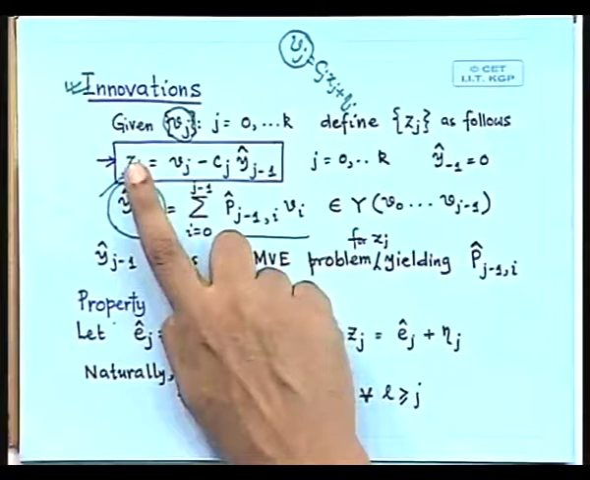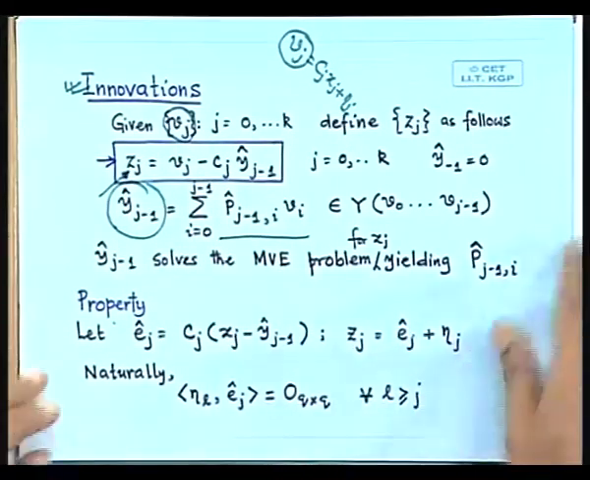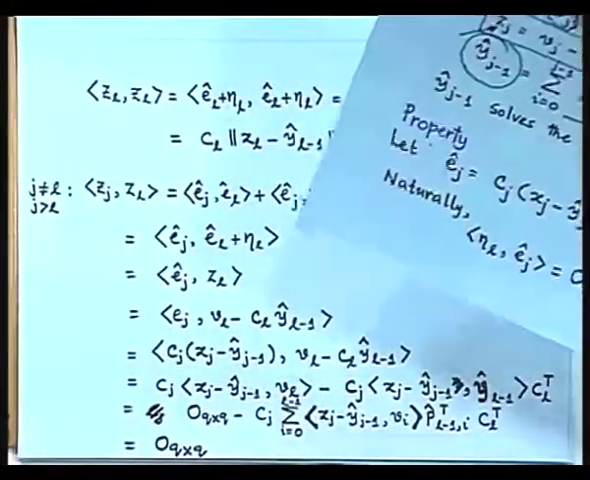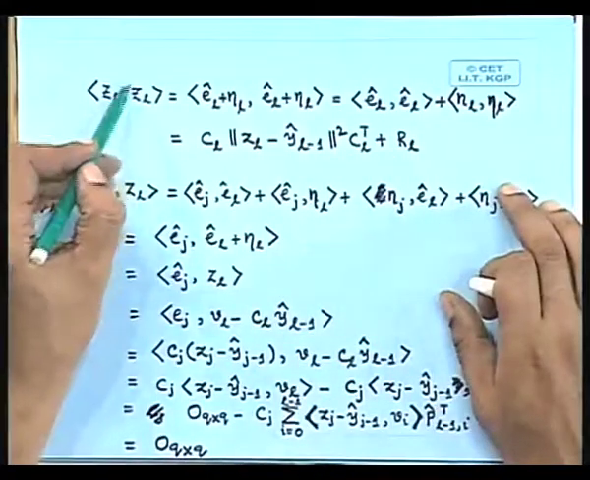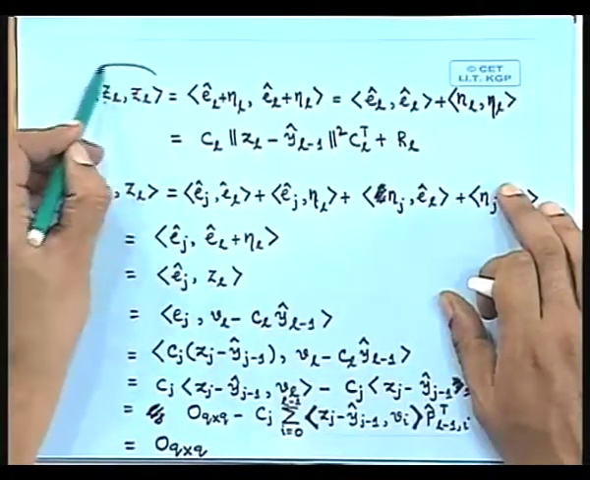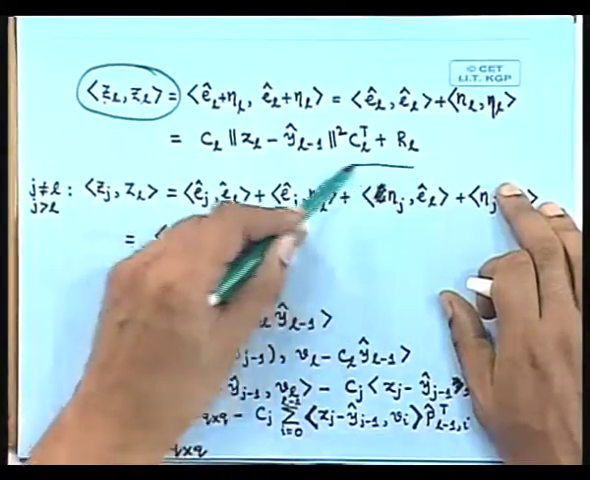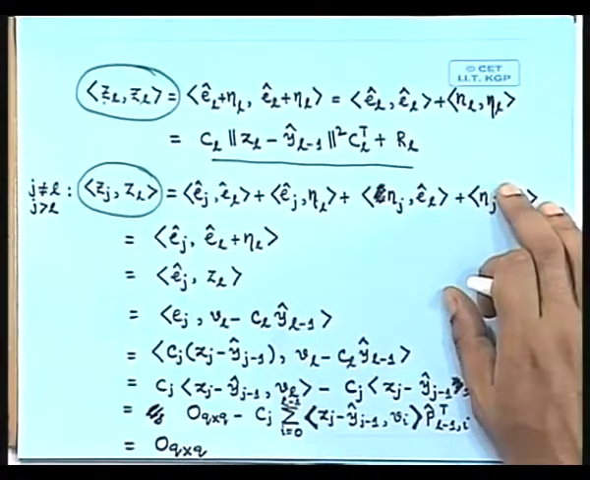Now this estimation error is called the innovation because it has a certain property. What is that property? The property is that, correlation-wise, we are talking about this Z sequence which is the innovation, only ZL ZL correlation is non-zero. For all others, ZJ ZL is 0. So you have sort of made a white sequence.